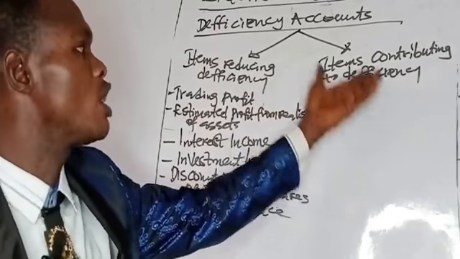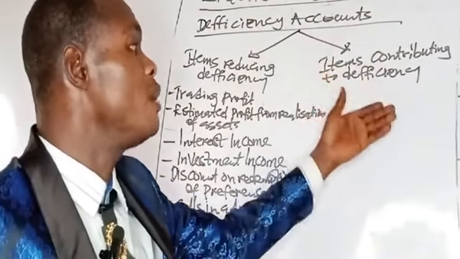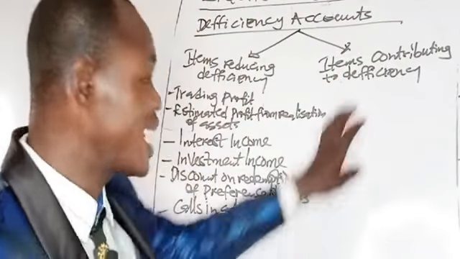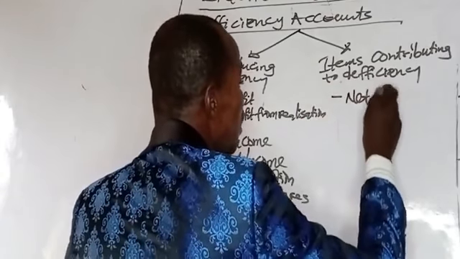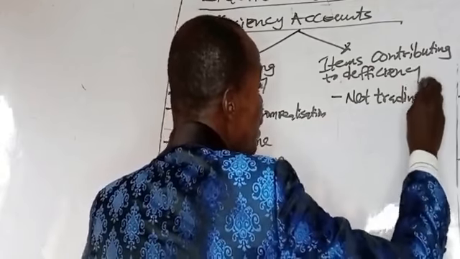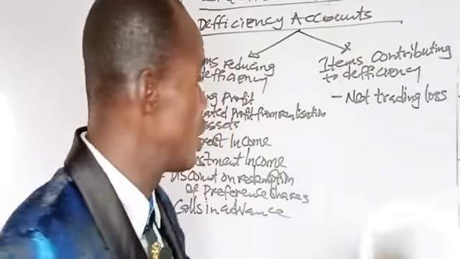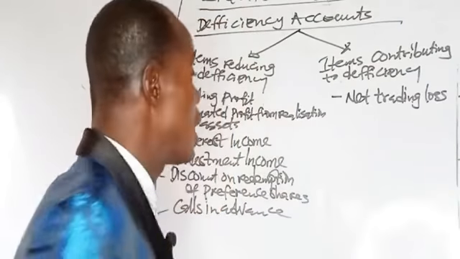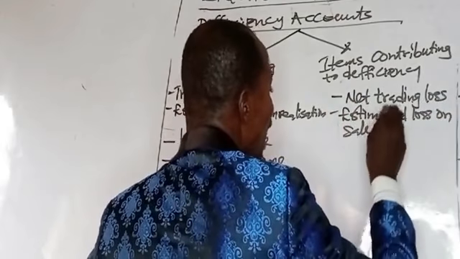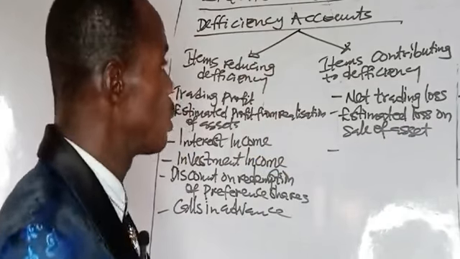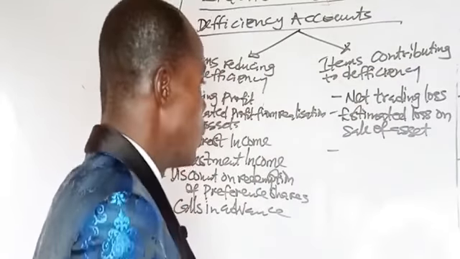On the other hand, we have items contributing to deficiency. These are items that cause deficiencies, items that make the deficiency increase. Number one, we have net trading losses. Net means if there is a profit, you subtract the profits from the losses, so you get the net trading loss. Then estimated loss on sale of assets. This will contribute to deficiency. Losses bring about deficiency. Any loss will cause the deficiency to increase.